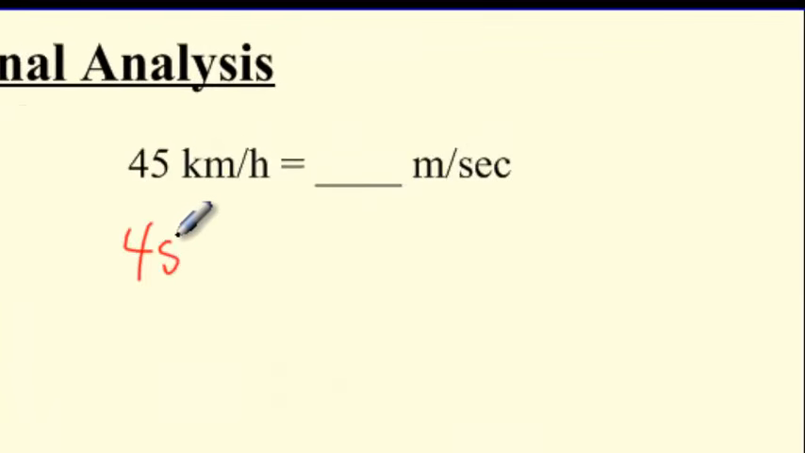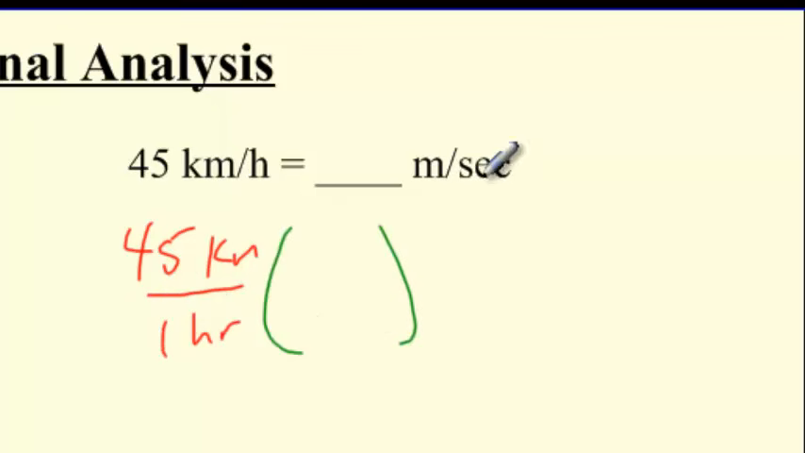So when I write this, this is 45 kilometers for every 1 hour. So it's a rate of change. If I want to change this into meters per second, just start changing it. Kilometers, we have to change into meters. So what do we know about kilometers? 1 kilometer is 1,000 meters. So I'm good there. My kilometers are in meters.